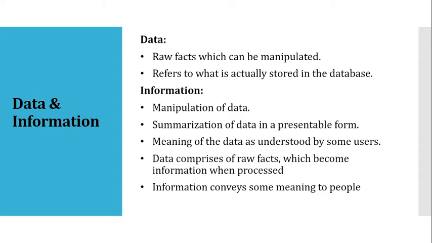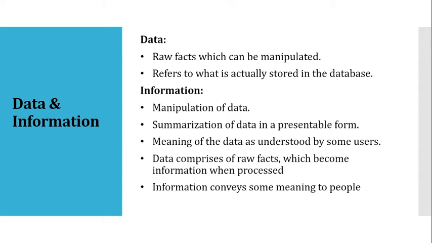Information is data that has been put into a meaningful and useful context and communicated to a recipient who uses it to make some decision. So whenever any user wants to take a decision, at that time he or she needs some information. So information he or she will get from the data.